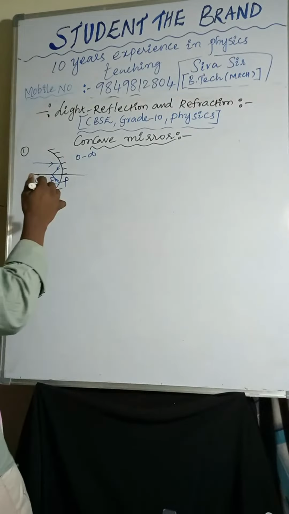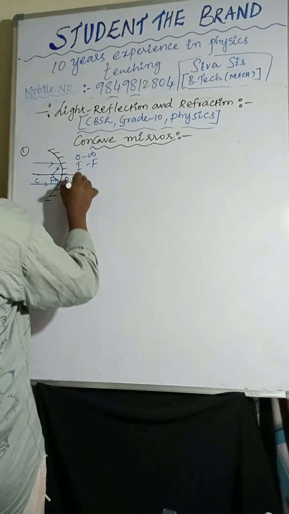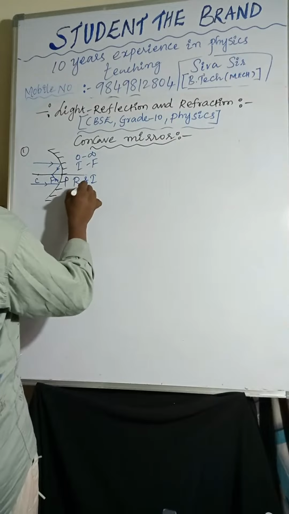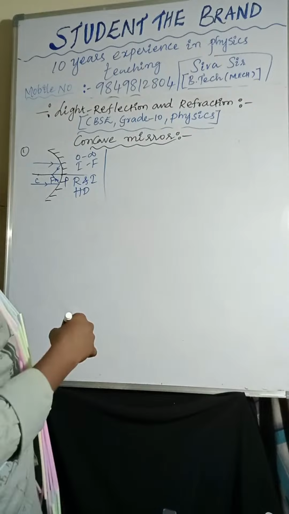Don't worry about it. So image is forming at focus. Nature of the image is real and inverted. Size of the image is highly diminished. Coming to the next one.